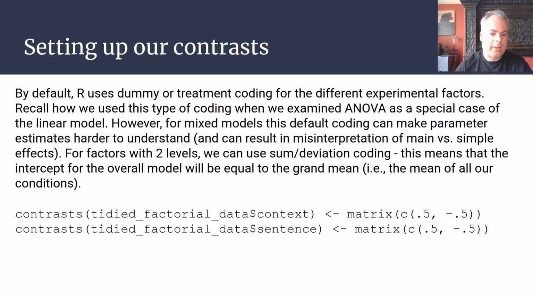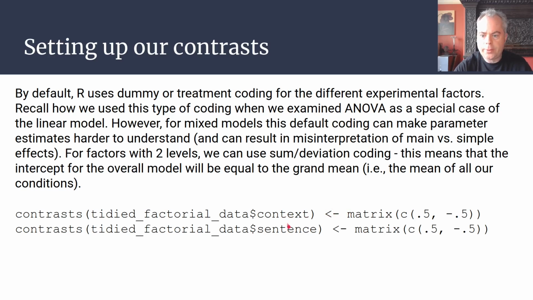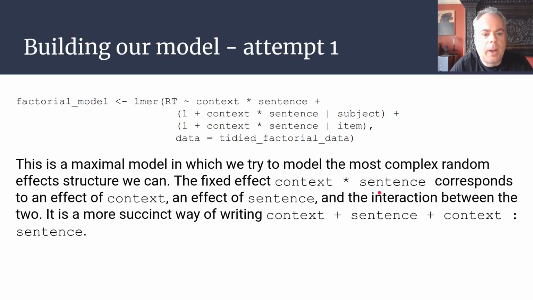And the way we're going to set up our contrast is relatively straightforward. We're going to use these two lines of code here, setting up the contrast separately for two experimental factors using this coding scheme down here. Okay, and ultimately what this means is we end up with the intercept corresponding to the average of our 4 experimental conditions. So we set up our contrasts, and we simply then build our model very much in the same way that we did previously.